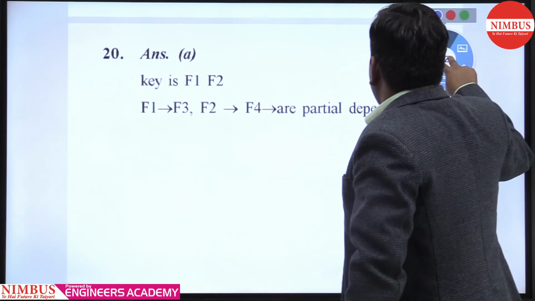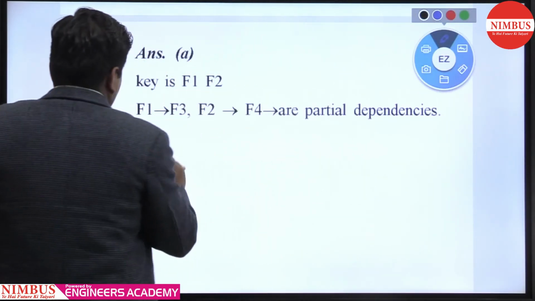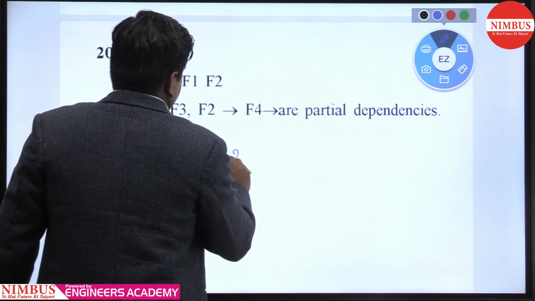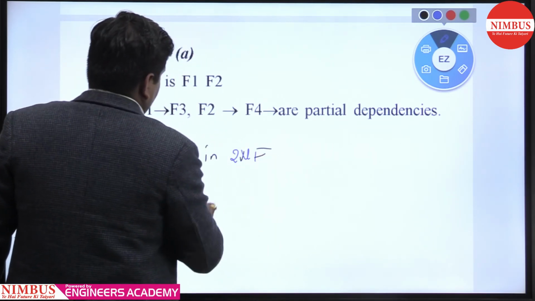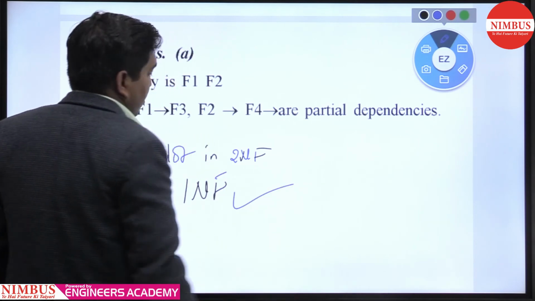So it is not in 2NF, only 1NF. Getting my point?